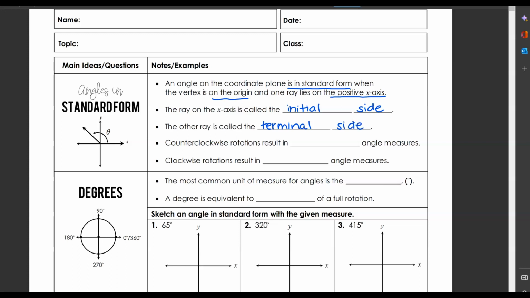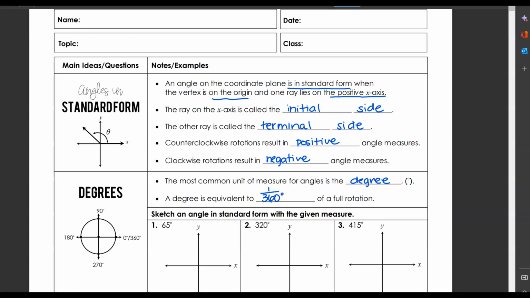Counterclockwise rotations result in positive angle measures, and clockwise rotations result in negative angle measures. And we're going to explore this in a second. The most common unit of measure of angles is the degree. A degree is equivalent to 1 over 360 of a full rotation.